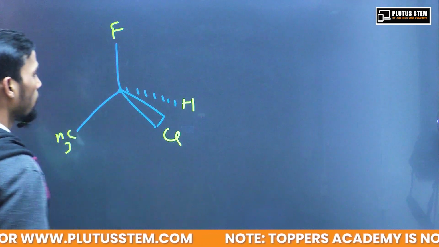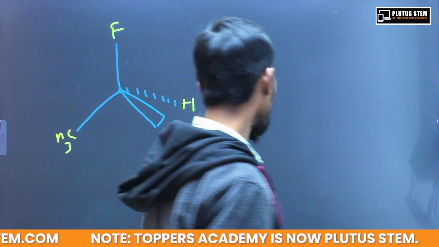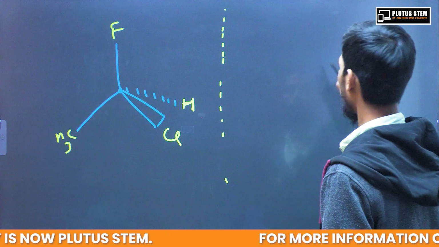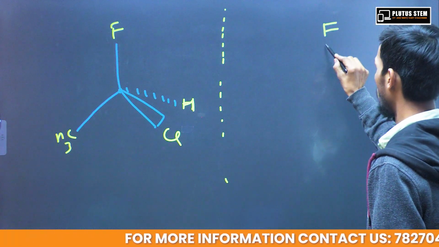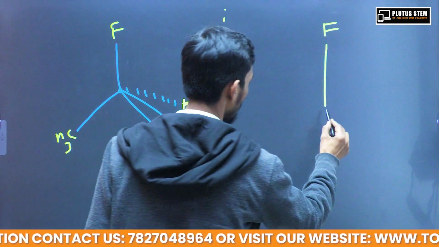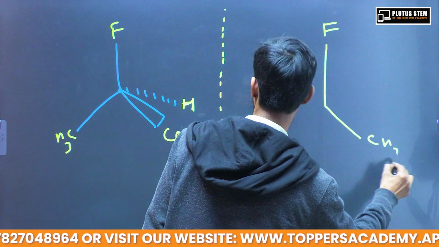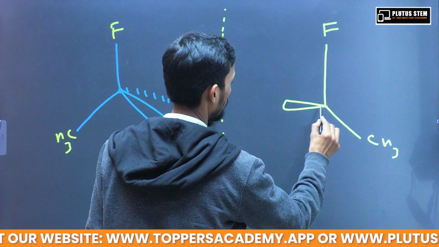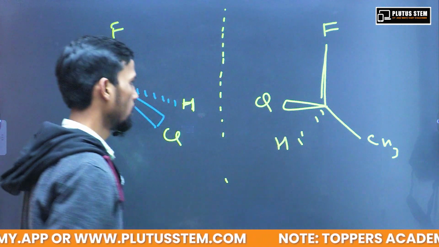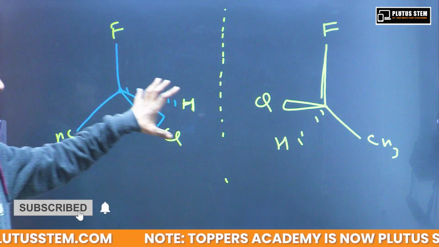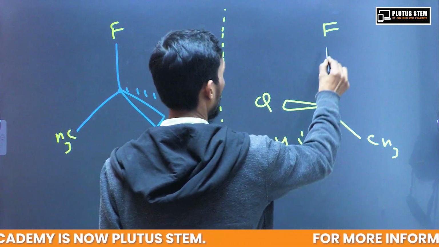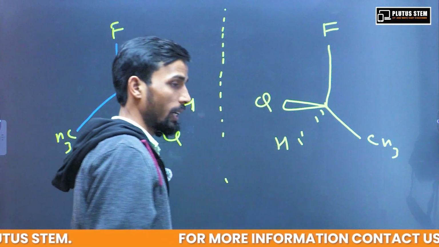This is one compound, and we have another compound like this, with fluorine, CH3, Cl on the above side and hydrogen on the below side. If these two compounds are given to us and we are asked: are they enantiomers? Are they diastereomers? Are they optically active?